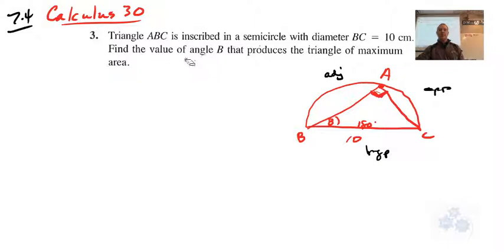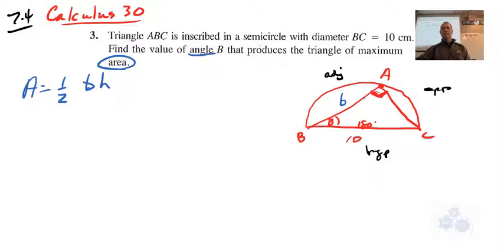All right, so it says find the value of angle B right here that produces the triangle of maximum area. So it's a bit of an optimization problem, I guess. So maximum area. What are we going to do here? Well, the area of the triangle is going to be 1/2 base times height. Now, what's the base and what's the height? It doesn't really matter. One of these legs is the base and one is the height, because it's a 90-degree triangle.